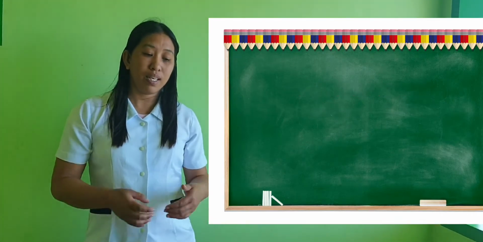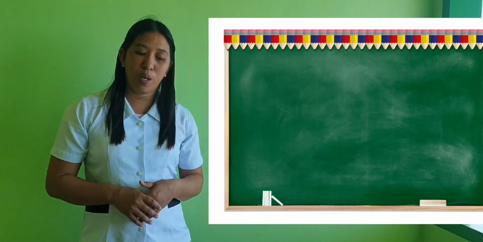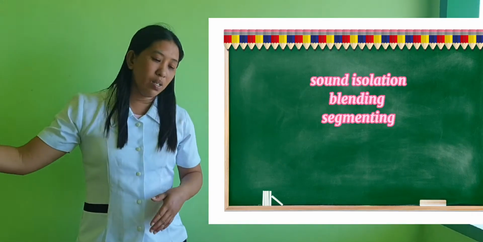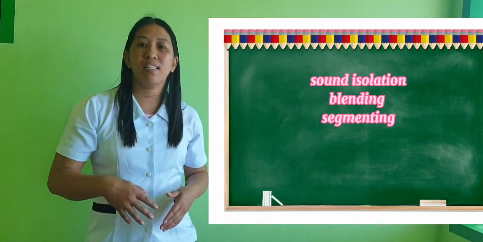So there are activities critical to phonemic awareness. We have sound isolation, blending, and segmenting. The sound isolation, or phoneme isolation, is a strategy that helps develop students' phonemic awareness. First, model all the steps in the task before asking children to do the task.